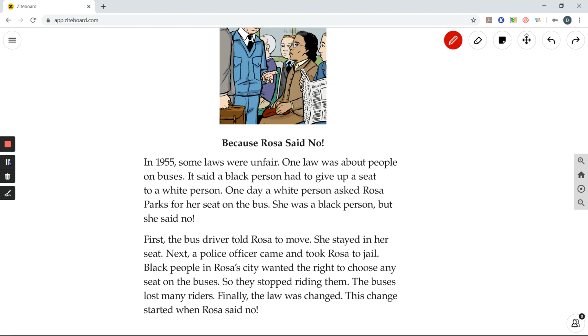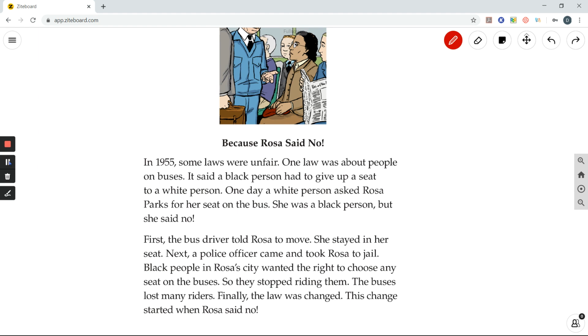Because Rosa said no. In 1955, some laws were unfair. One law was about people on buses. It said a black person had to give up a seat to a white person. One day, a white person asked Rosa Parks for her seat on the bus. She was a black person, but she said no.